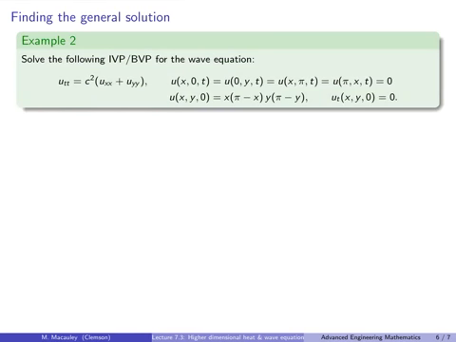Here's what we're going to solve. The following initial and boundary value problem for the wave equation. So again, this is the wave equation. These are the four zero boundary conditions, the homogeneous ones. Our initial condition is this function. I'll say what this looks like in a moment. And the initial velocity is 0.